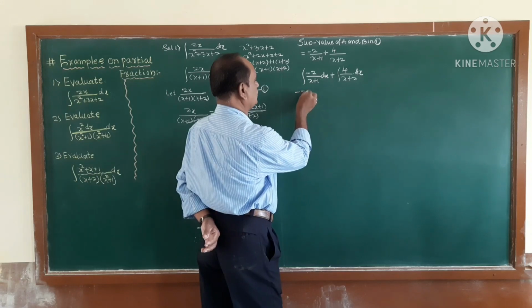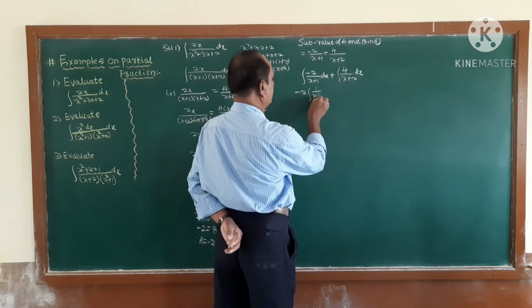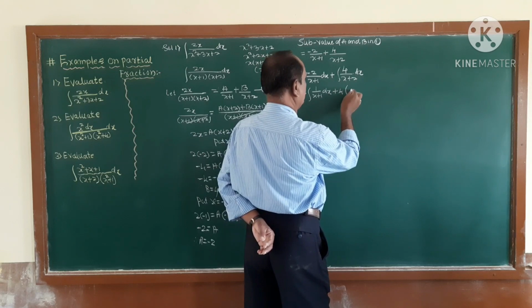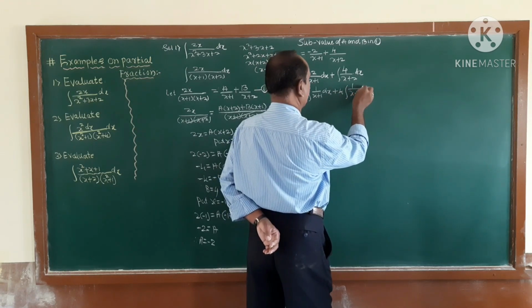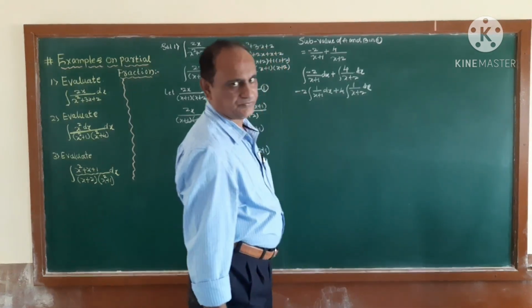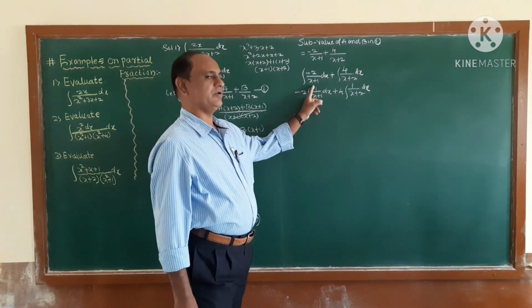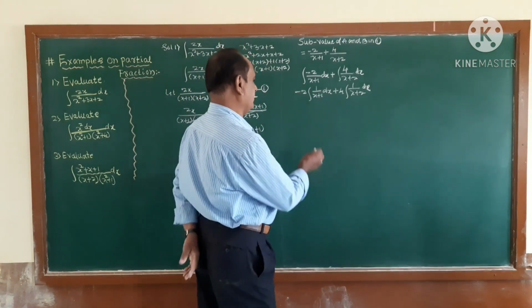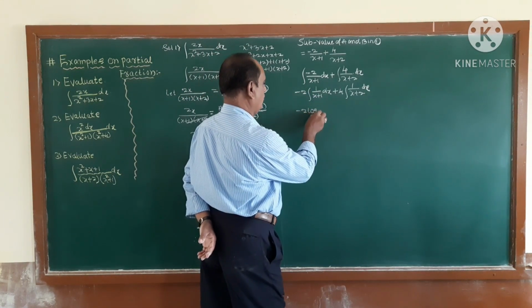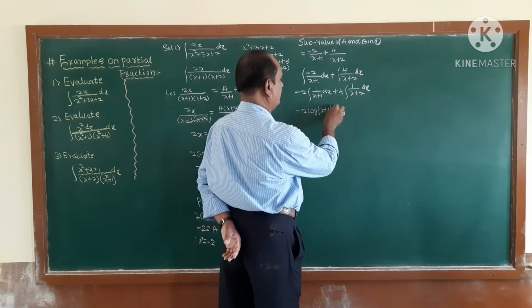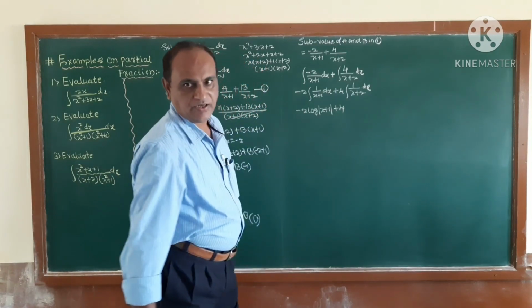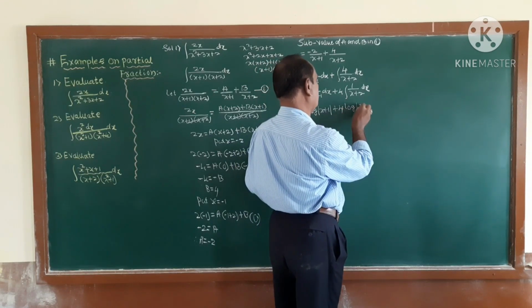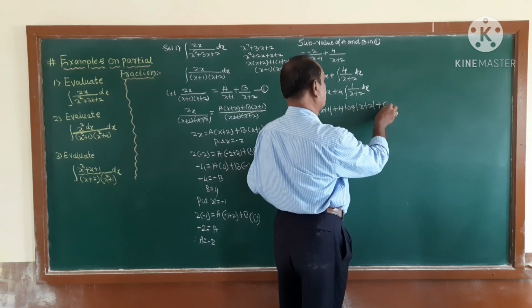Therefore -2 times the integral of 1 divided by x + 1 dx, plus 4 outside the integration symbol, 4 times the integral of 1 divided by x + 2 dx. Integrate with respect to x. In the first integral, the numerator is the derivative of the denominator, so the integration is log of the denominator: -2 log|x + 1| + 4 log|x + 2| + C.